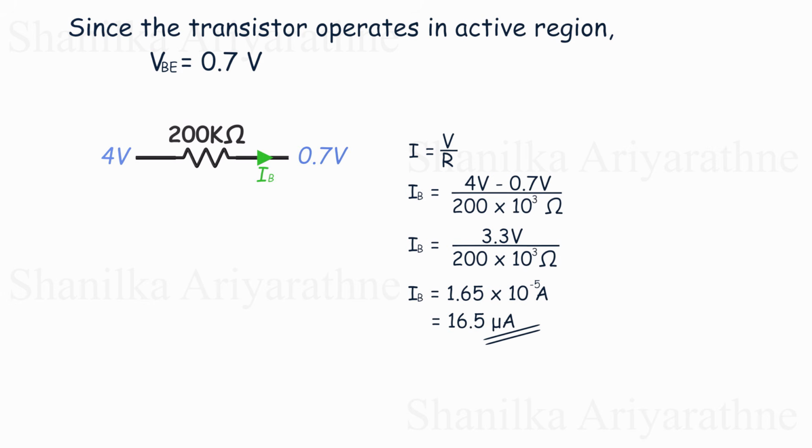IB equals V divided by R. That's 3.3 volts divided by 200 kilo ohms, which comes out to 16.5 microamps. So the base current IB is 16.5 microamps. Simple, right? Just Ohm's law in action.